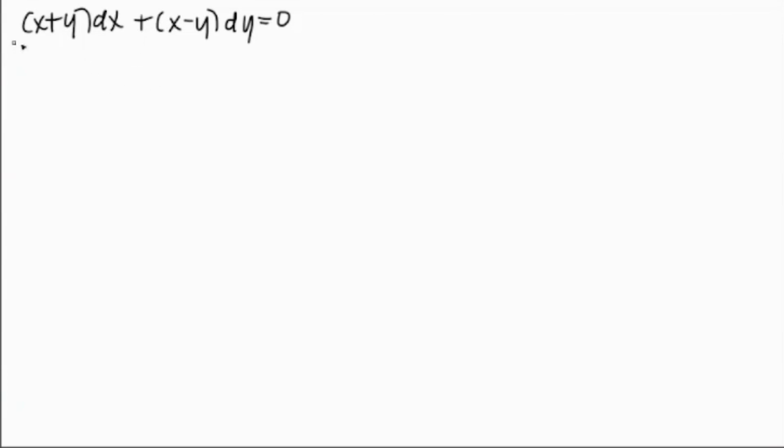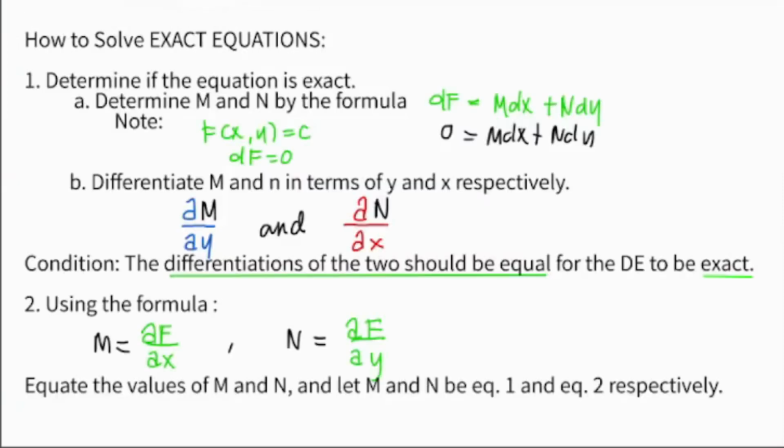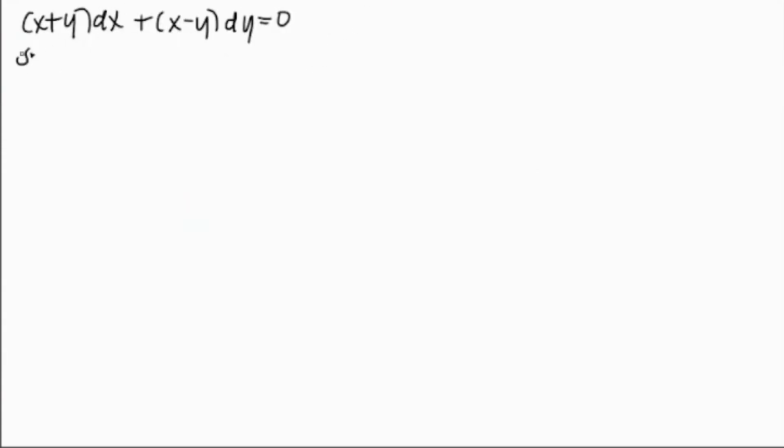So, ang next problem natin is the quantity x plus y dx plus the quantity x minus y dy is equal to 0. So, following the steps natin na dinisscuss ko, first step is determine if the equation is exact. So, step 1.